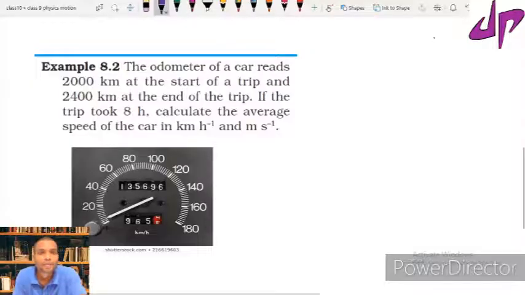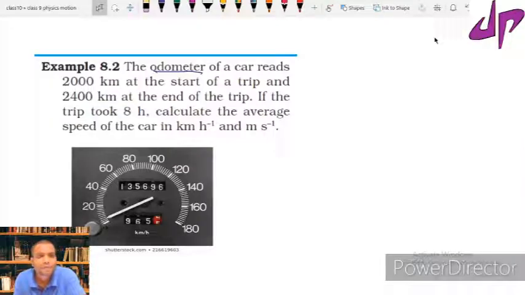First of all, what is this odometer? Odometer is a device which measures how much distance you covered during a trip. Suppose you are going on a trip, so your car odometer measures how much distance you covered. That will be displayed here. So this portion is known as the odometer.